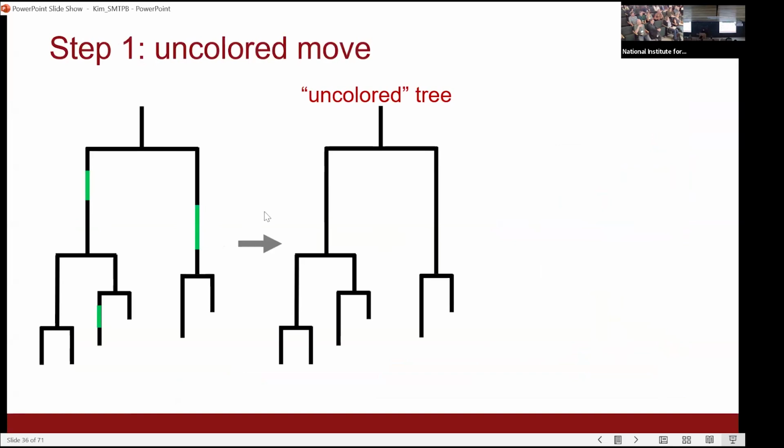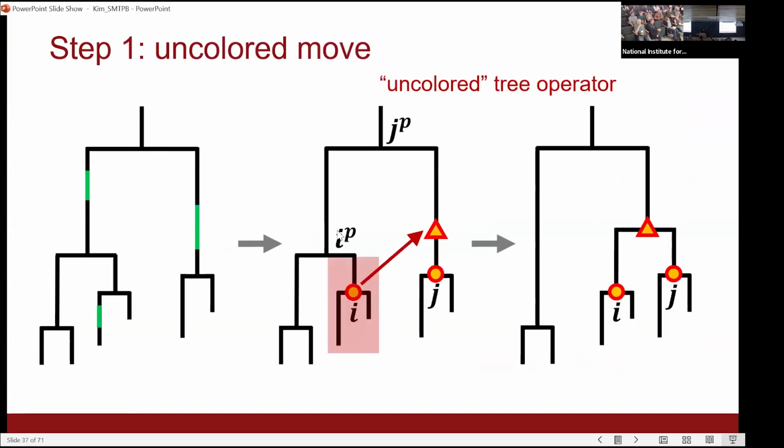So first we uncolor the tree. We strip out all the coloring of this tree. And then we apply the standard uncolored tree operator. For example, in this example, subtree prune and regraft. So this subtree is pruned and then reattached to this site.